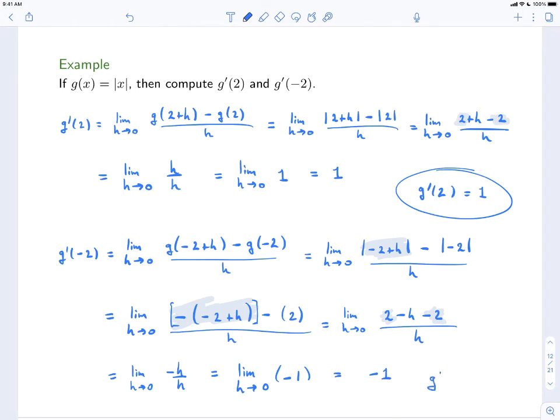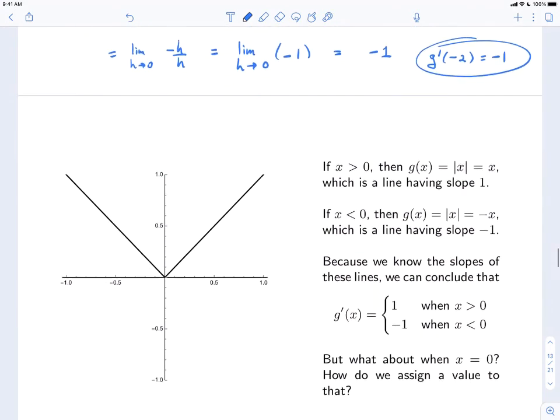Consequently, g prime of negative 2 is equal to negative 1. So g prime at 2 is positive 1, and g prime at negative 2 is negative 1. If you think about what the graph of this is, that shouldn't be a surprise. Let's just go to the next slide where there's a graph.